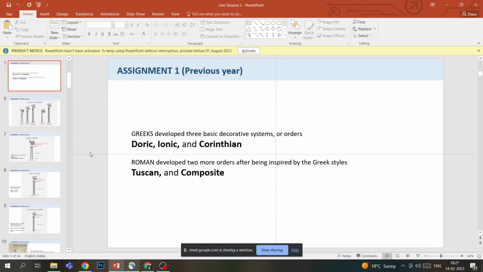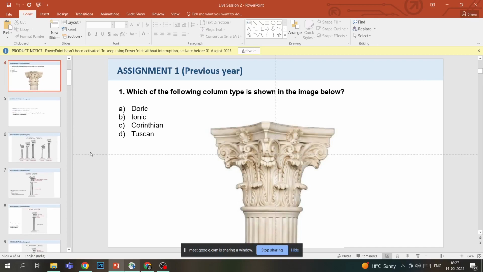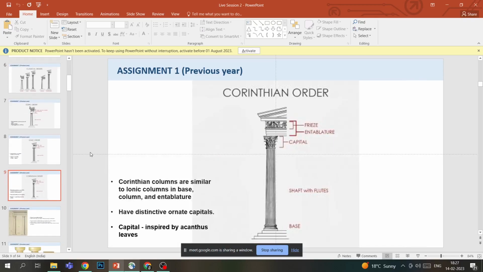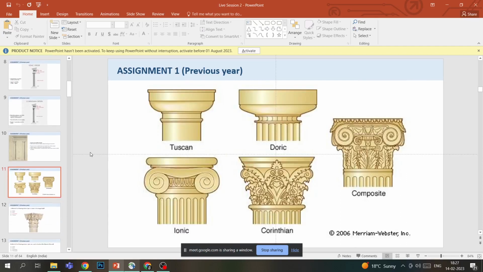So again, coming back to our question, which asks which of the following column types is shown in this figure? As you can see, first of all, you can see the flutes in this column. Secondly, you can see a very highly decorated capital. So I think it is evident now that the answer is Corinthian.